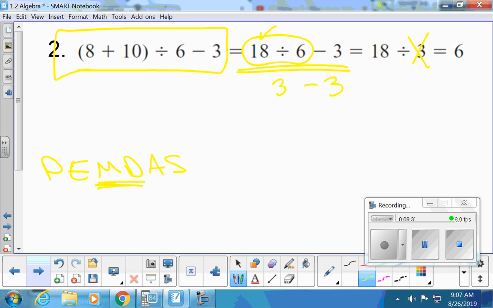So their answer should have been what? 0. Their answer should have been 0. Their answer was 6. So they were not a math scholar. Okay. Does that make sense? We're correcting their work. We're kind of pretending we're a math teacher.